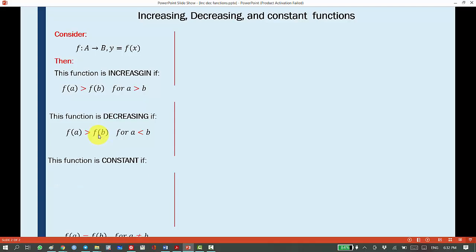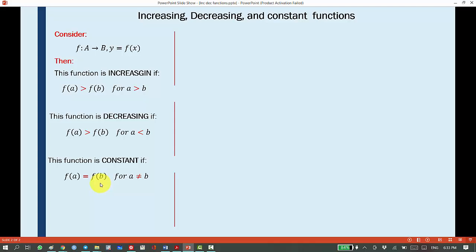A function is constant if the value of the function for two different values of x remains the same. In other words, f of a is equal to f of b for a different from b. a can be less than b or bigger than b, but the value of the function remains the same.